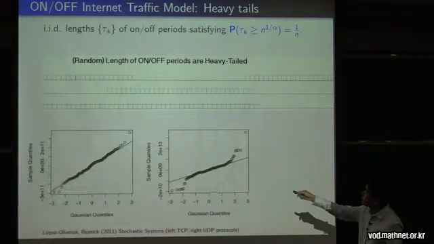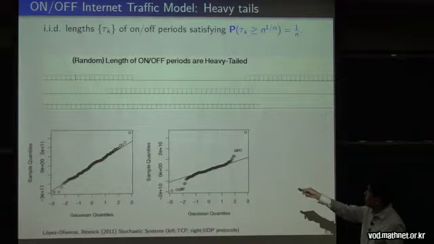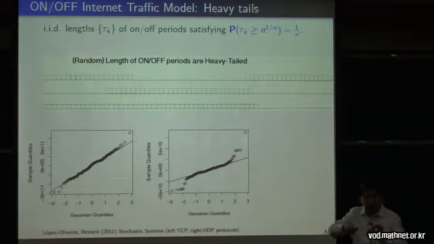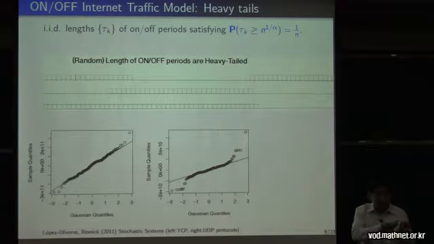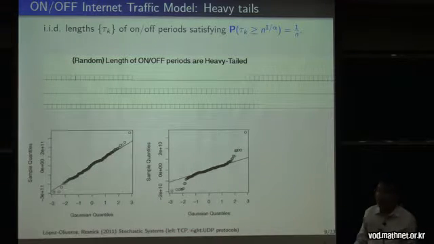And so here's a picture of the model. Here, these are the seconds if you want, and then it's on, off, on, and here's another user, off, on, off. And these times have heavy tails. The probability that you're on for n seconds is of order n to the 1 over alpha, if you want to say. Okay?